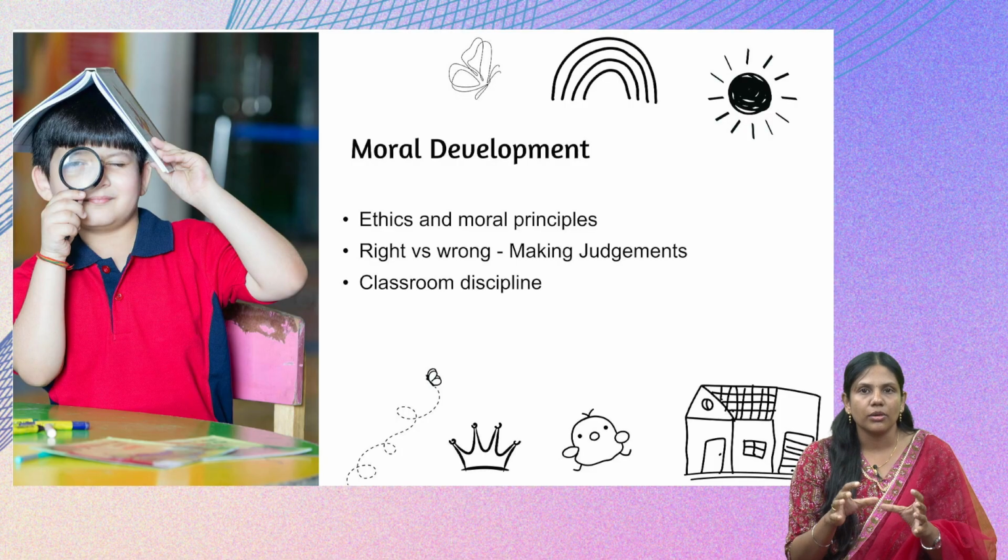The ethics, the principles, and what are the family ethics the child has got, all this comes under the moral development. And the classroom rules. So the teacher may say, when the teacher enters the class, everyone has to stand up. So these kinds of things, everything comes under the moral development.